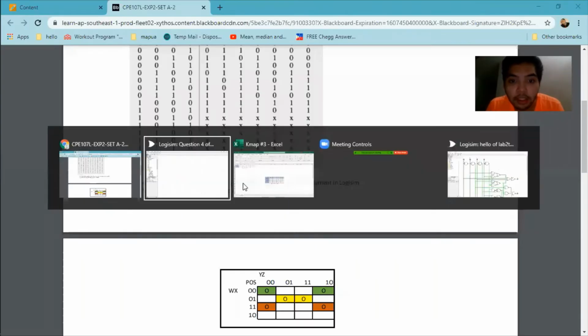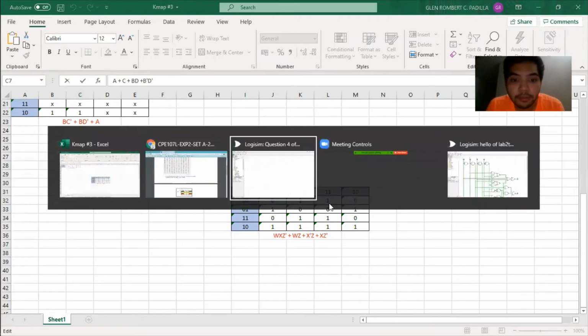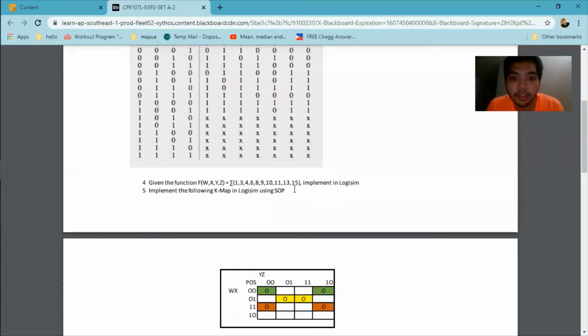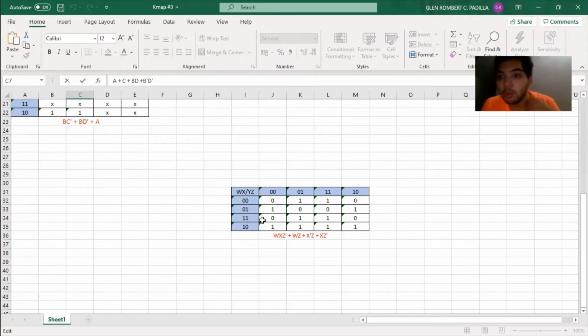And then 3 can be represented by 0011, so we put 1 again here. And for 15, its binary form is 1111, four ones. Following that, we gathered a simplified equation of wxz prime plus wz plus x prime z plus xz prime.